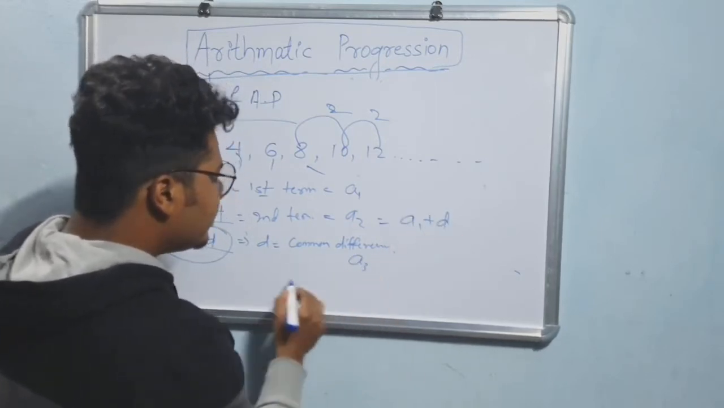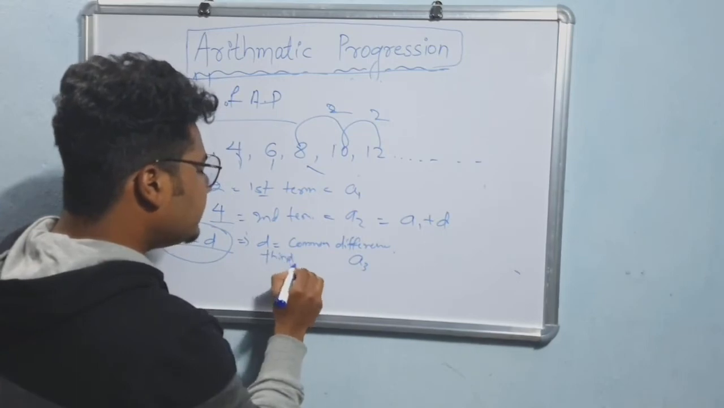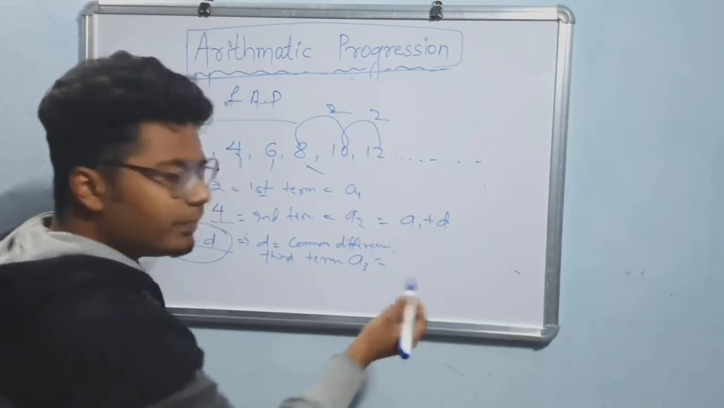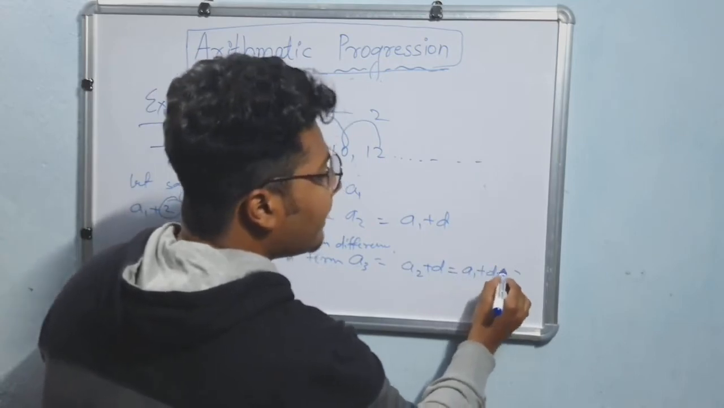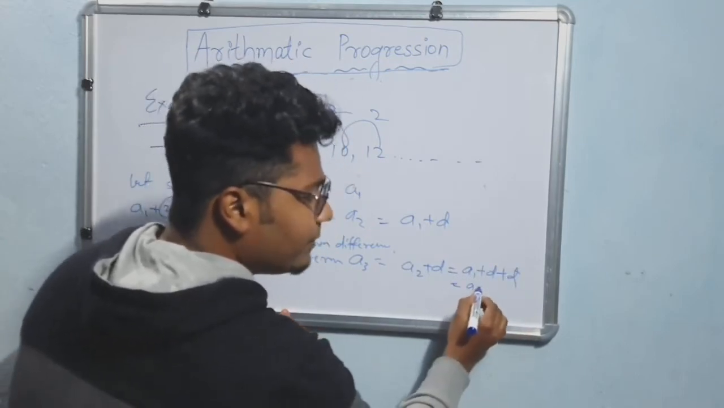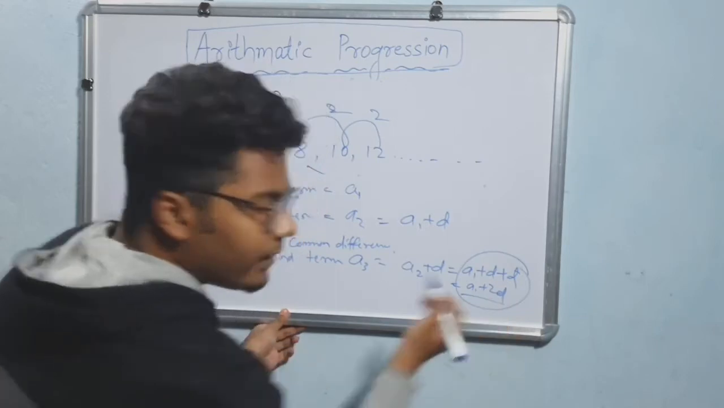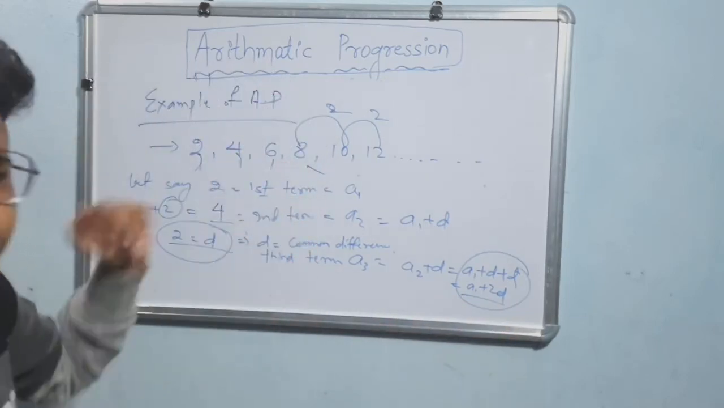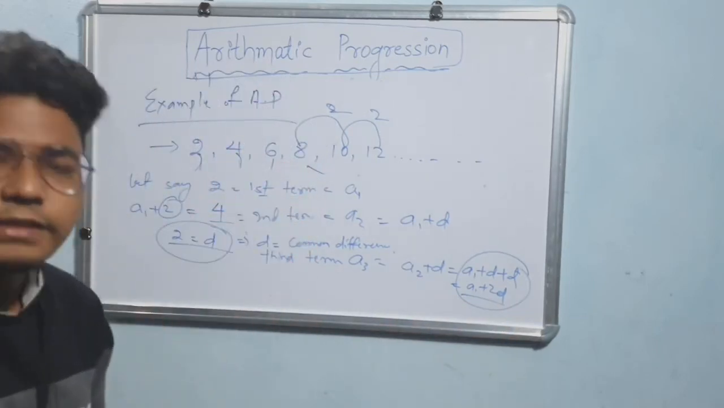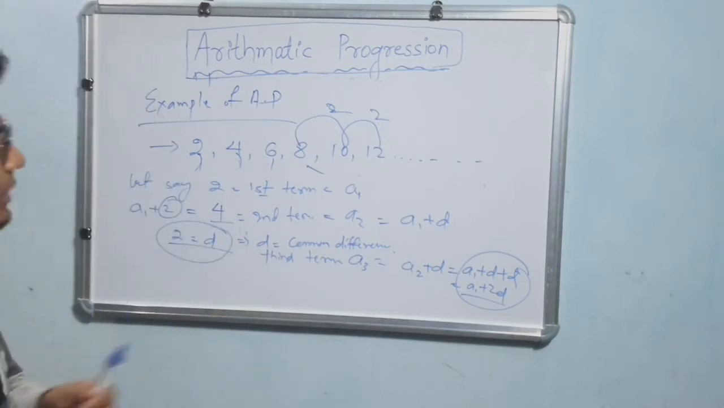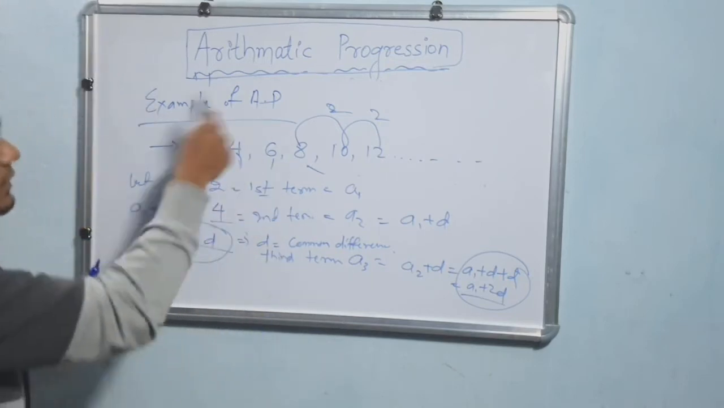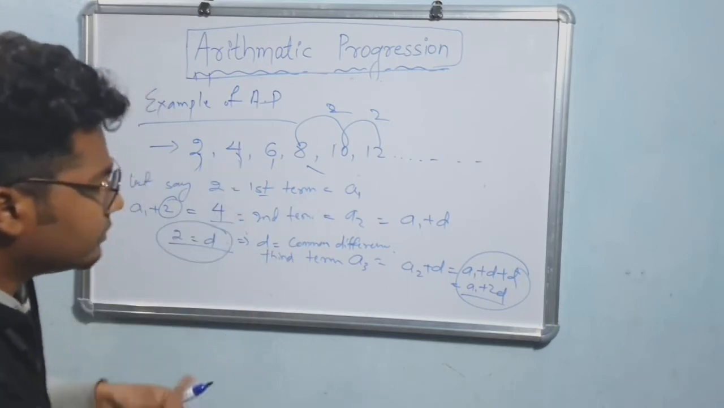Similarly, the third term A3 can be obtained by A2 plus D, or you can say A1 plus D plus D, so basically A1 plus 2D. In this pattern, we can obtain a formula that is the general term for the arithmetic progression. After that, I will be discussing the general term of the arithmetic progression.